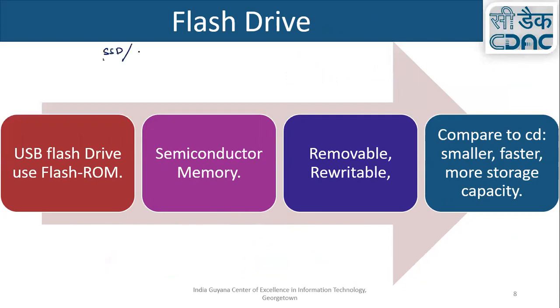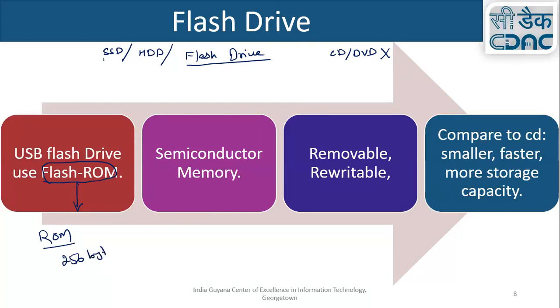SSD completed, hard disk done. Next thing is flash drive. I'm not going to discuss the CD DVD. Flash drive uses flash ROM type of memory. You already know flash ROM is a type of ROM where you can write in form of 256 bytes at a time. So your USB devices or USB flash drives are a type of flash ROM memory. Again, it is a semiconductor memory. It is removable and rewritable. You can write again and again.